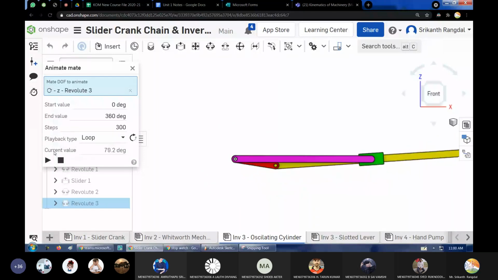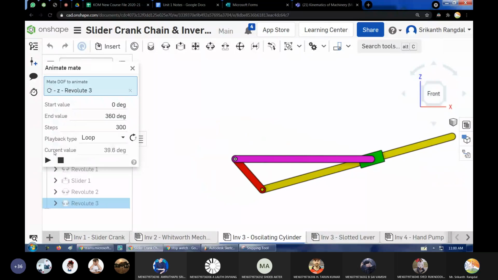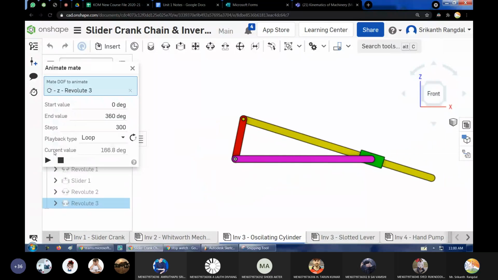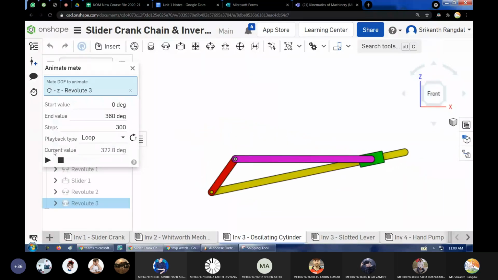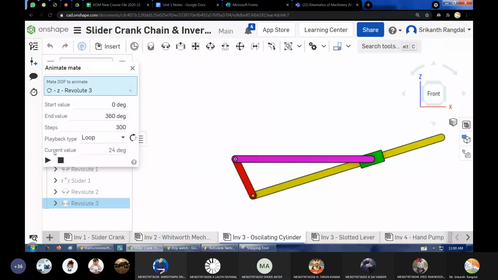I've kept the motion very slow because you told me that it's moving very slowly. It's taking a lot of time to update. Is this clearly visible to everyone? Yes, sir. Okay.